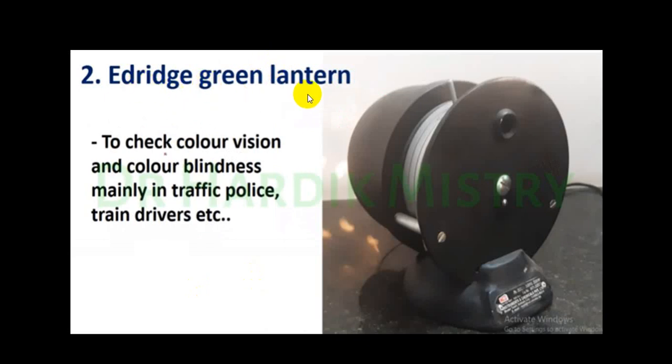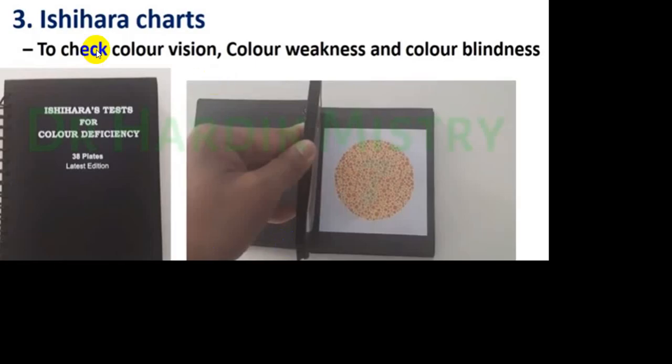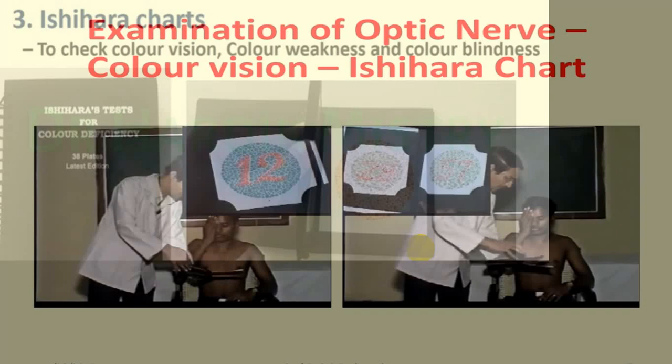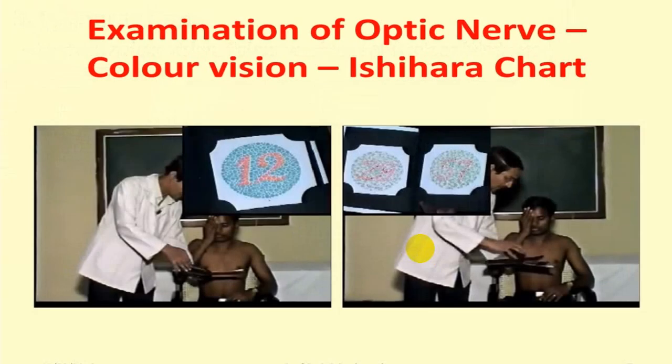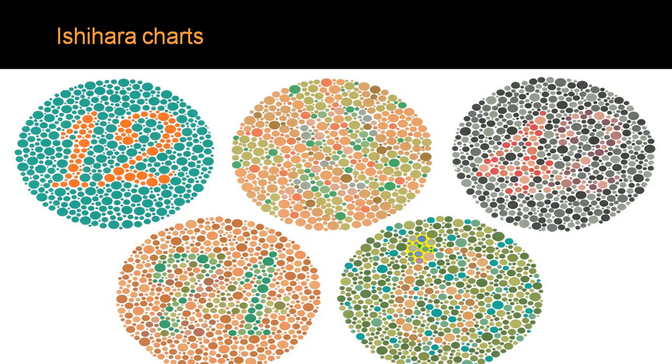These are Edridge-Green lanterns which you can utilize for color vision, and these are called Ishihara charts, which are the most common and can be utilized for color vision. This is mainly utilized by ophthalmologists. So these are Ishihara charts, and the person is supposed to identify what letter is there in these different colors. So you will have to identify those letters, and if you can identify, your color vision is normal.